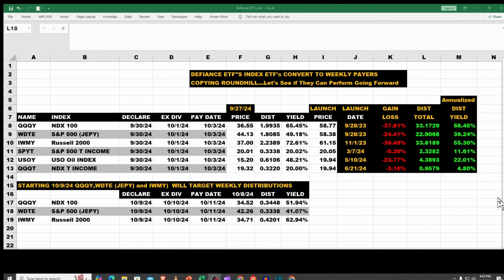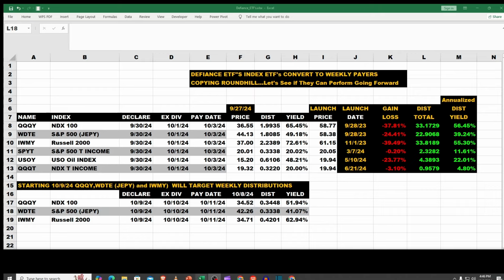I've got a partial Defiance distributions because they're going weekly, as many of you know, on their NASDAQ 100, QQQY, their S&P 500 used to be JEPI, now WDTE, and the Russell 2000, IWMY. So that's a recent change effective this week. I still need to merge my total return values, but you can sort of see what it was going into this week. So let me jump in here, not drag this out.